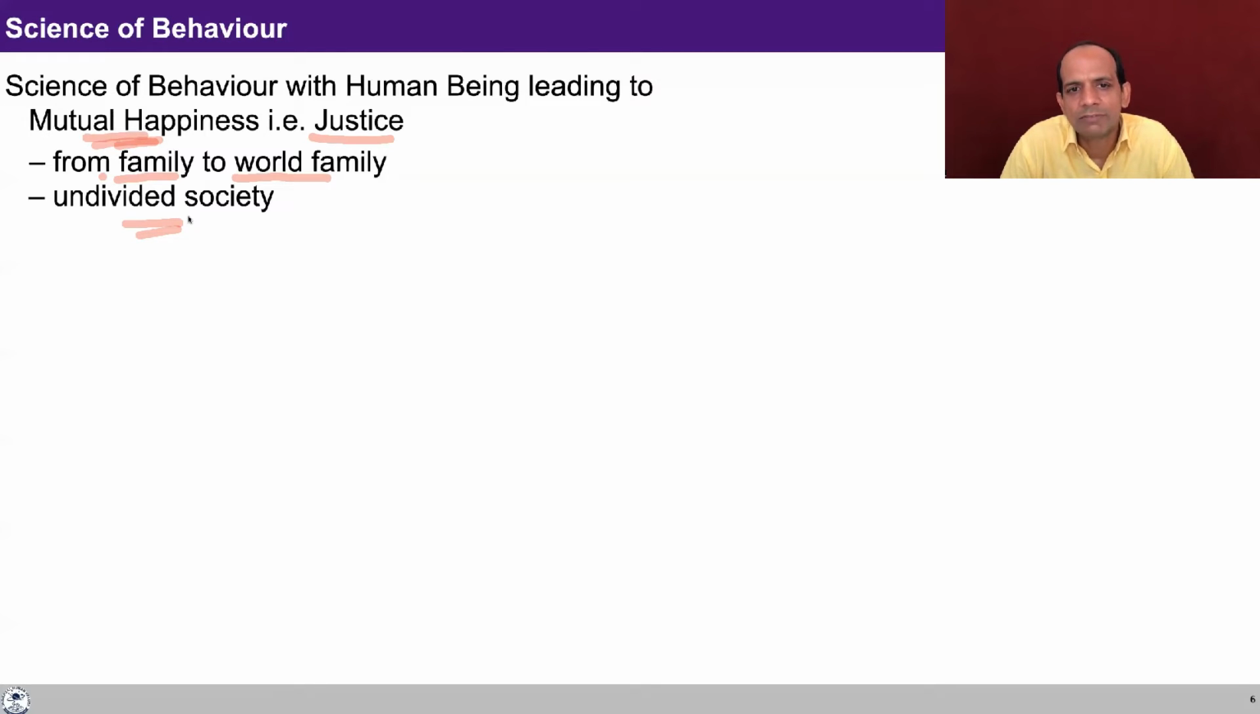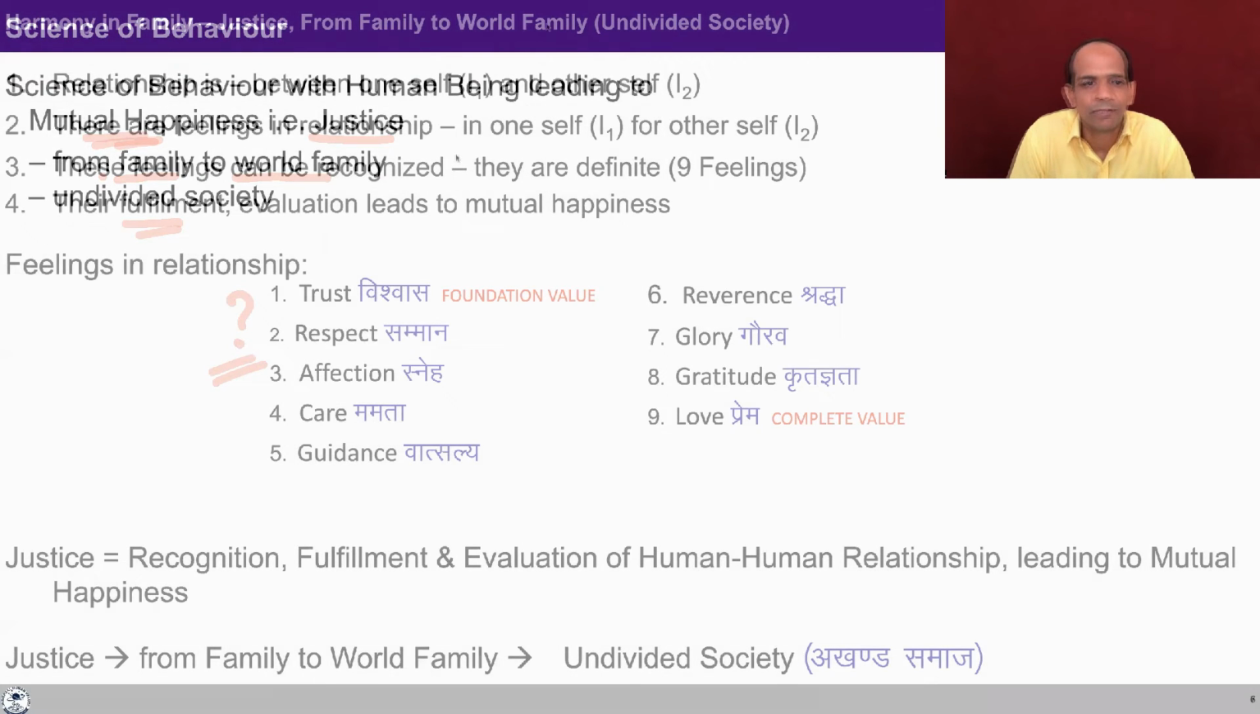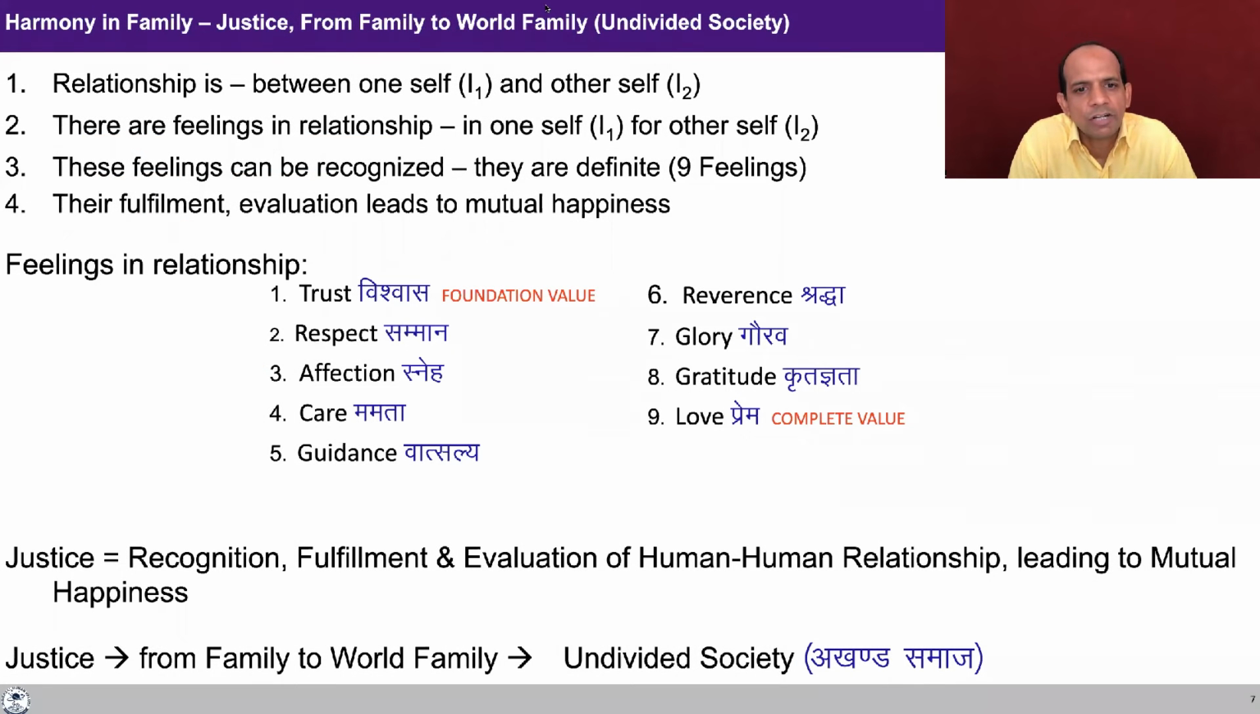And then only we can say that we are living with human consciousness when we are able to ensure our participation in undivided society, right from family to the world family. So think about this, isn't it? There is so much to explore here, how to ensure your role in the undivided society. Now, this is a brief recap of what we have discussed earlier in UHV II also. So we need to ensure harmony in the family, that is justice, and that will go from family to the world family. And when we talk about relationship, there are four things to be observed.